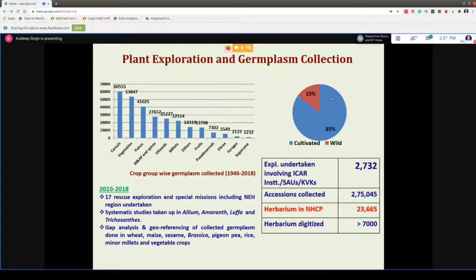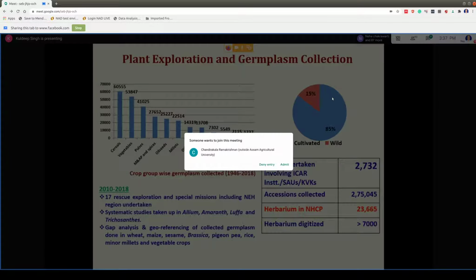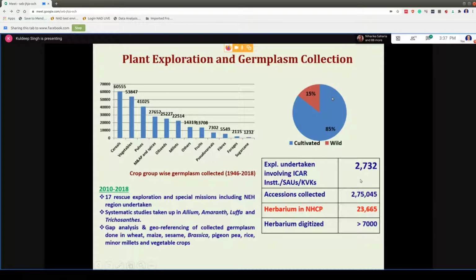See, we have the systematic record of germplasm collection from 1946, even before independence. And since then, NBPGR has undertaken more than 2700 explorations. And out of these explorations, we have collected more than, this figure has gone up now, more than 2.8 lakh samples which are indigenously collected.